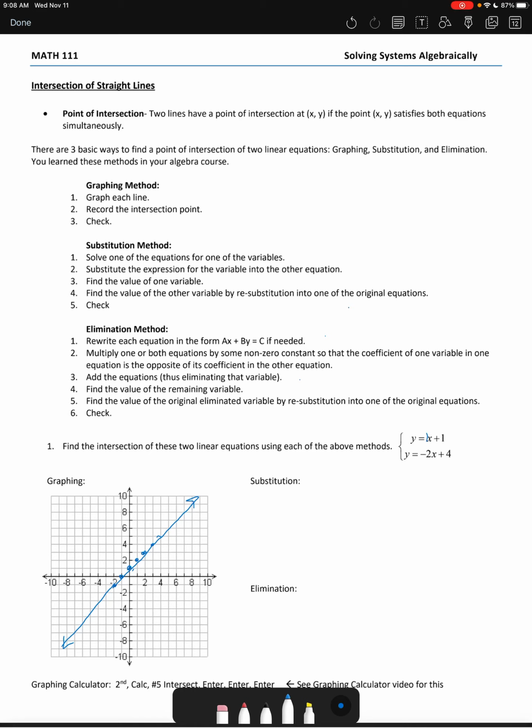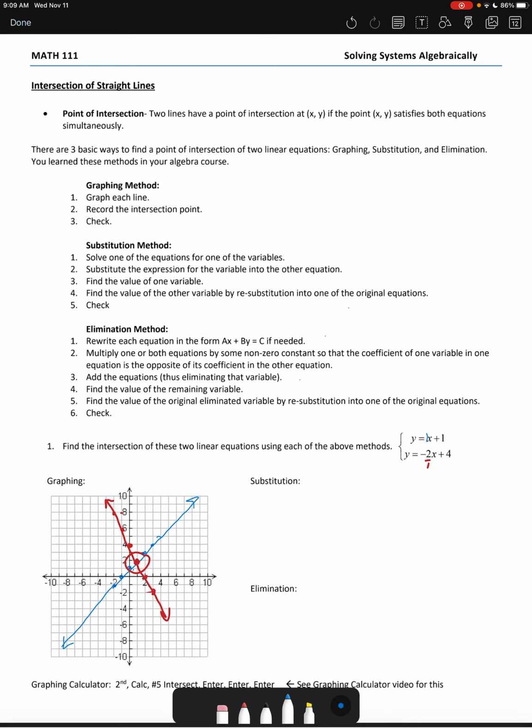Then the second line is y equals negative 2x plus 4. So that one starts up at 4 with a slope of negative 2 over 1. So we would go down 2 and over 1, down 2 over 1, down 2 over 1. Or we could go in the reverse of that, up 2 and backwards 1, and connect those for the second line. And then what you can see, the point of intersection is right here.